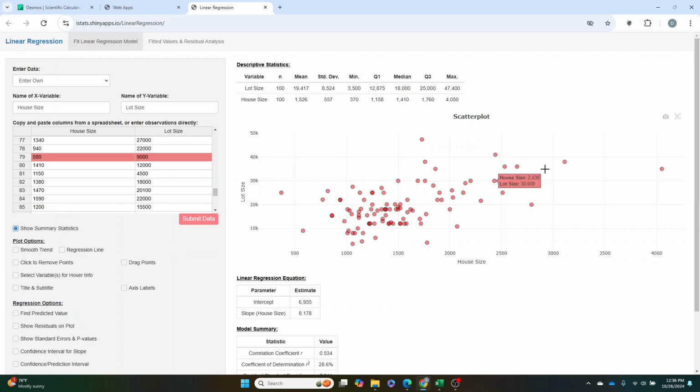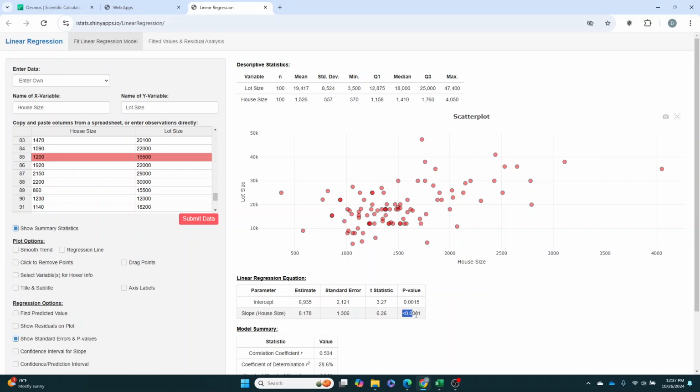So yeah, it looks like there's a correlation, right? It looks like as house size increases, lot size also increases. I'm not sure how strong the correlation is. It looks like the correlation coefficient is 0.534. So that's like a moderate correlation. The only way to know if it's really a statistically significant correlation is to get the p-value. So I'm going to click on show standard errors and p-values.